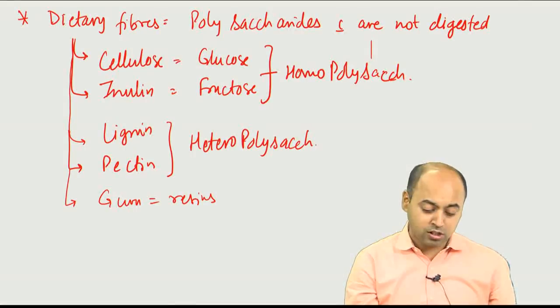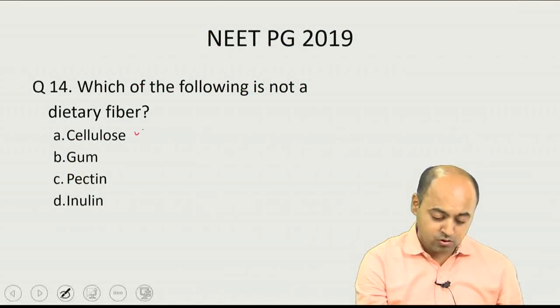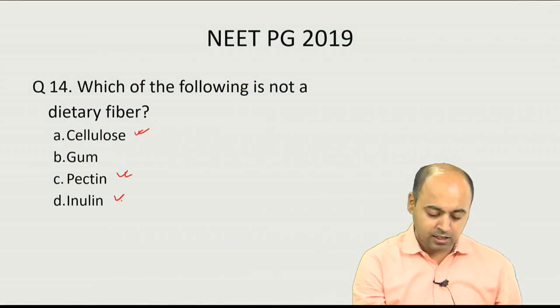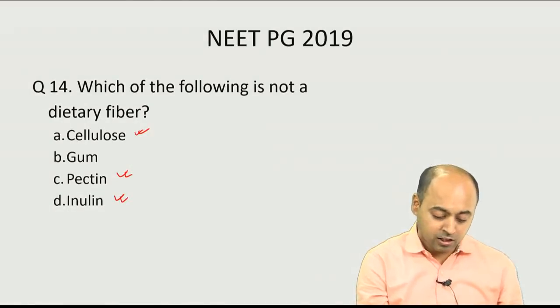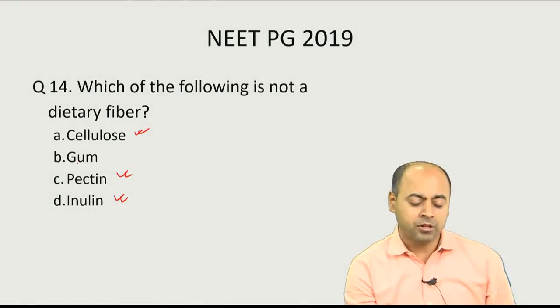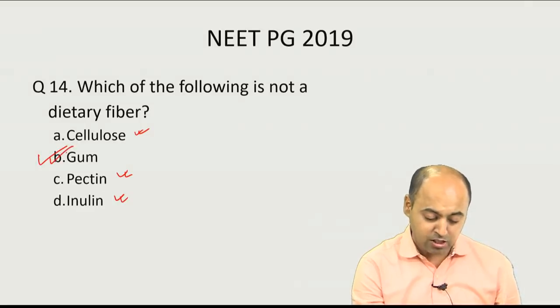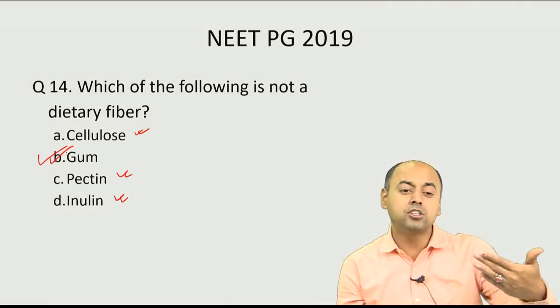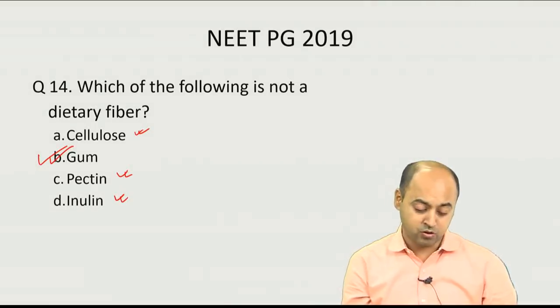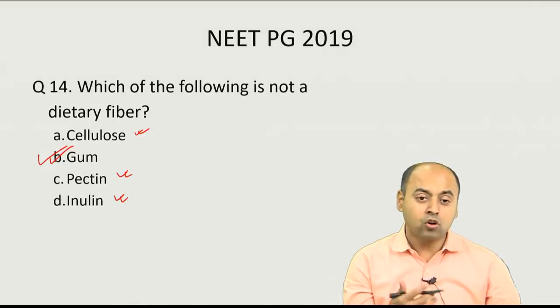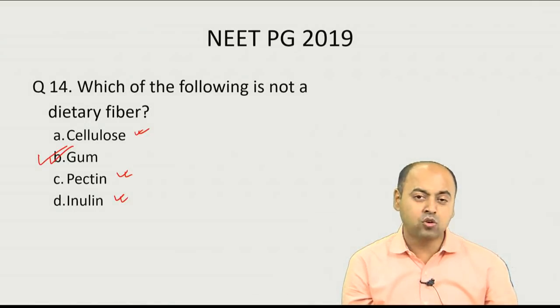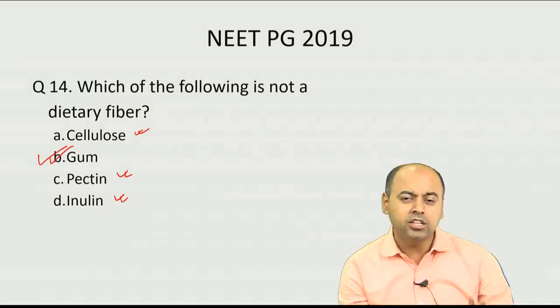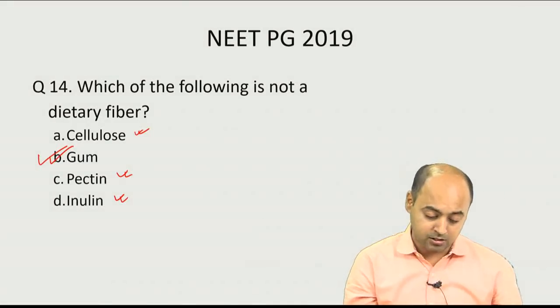So going back to the previous question, the cellulose, the pectin and inulin are commonly present in the diet. The gum, in spite of being the dietary fiber, is not commonly present, so it would be the preferred answer. Strictly speaking, gum is also a dietary fiber. However, it is normally not present in the diet.